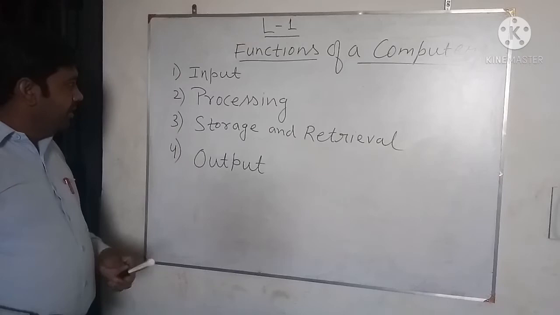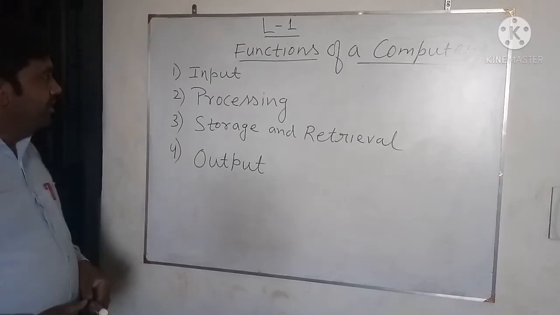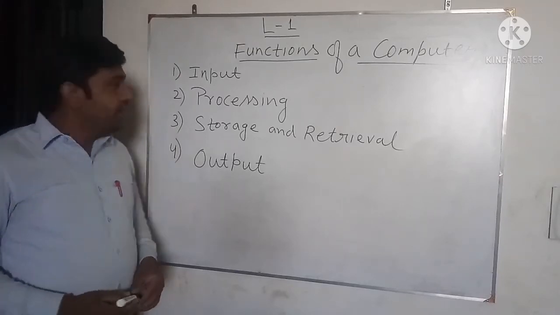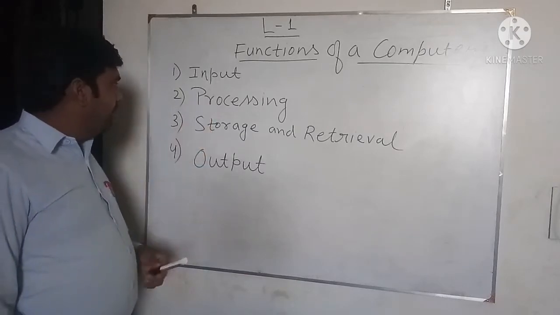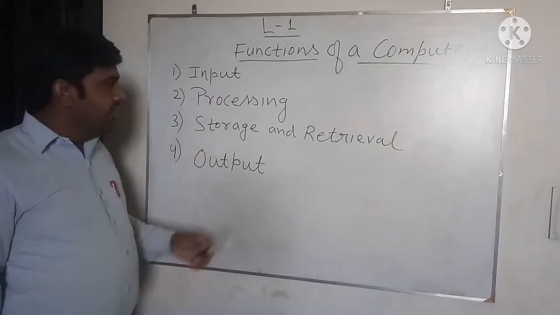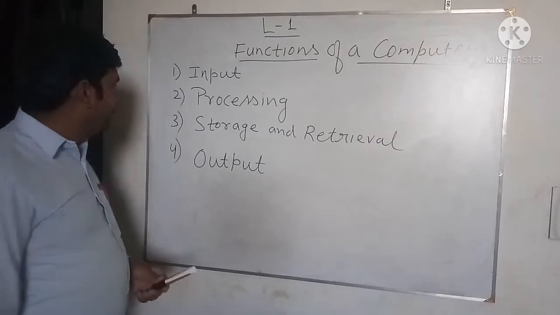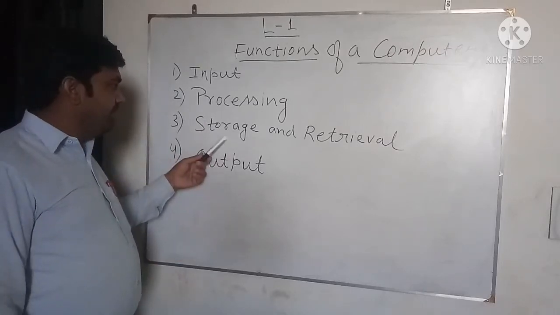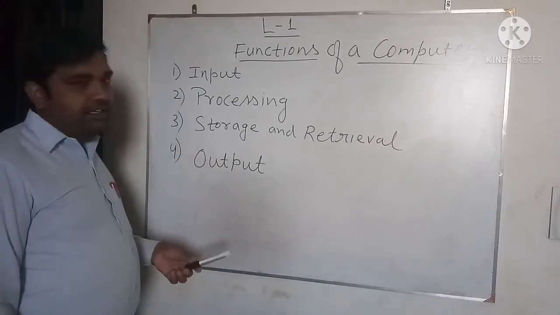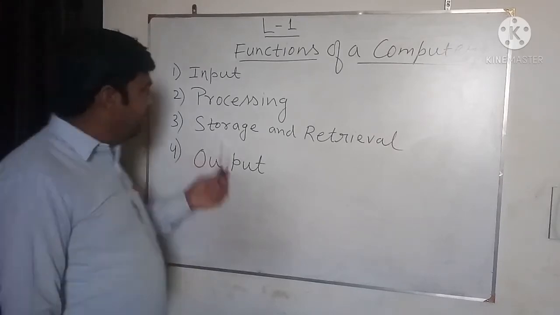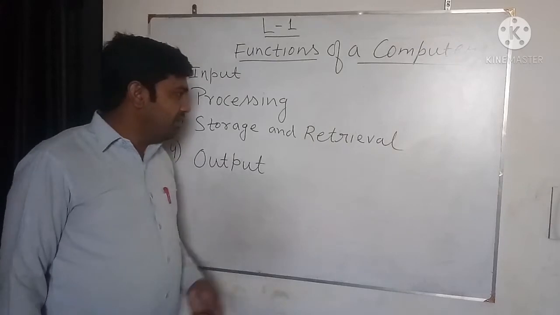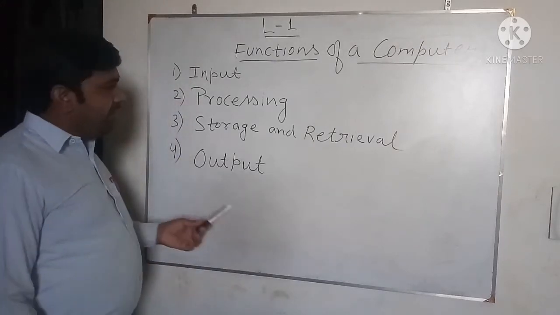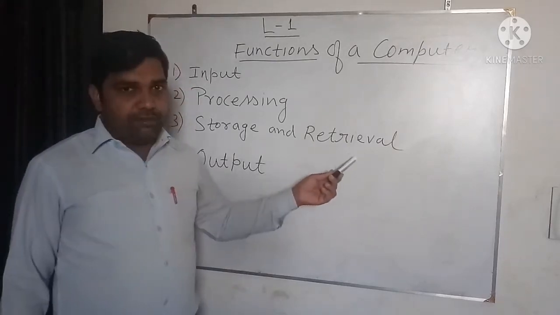First is the input, which means that with the help of different devices, the computer takes the input. The second function is the processing. This task is done by the processor, the CPU of the computer. Third is the storage and retrieval. It stores the information and data in the computer, and in the future if you want to access that information, you can retrieve it. That is called retrieval. Retrieval means to access the stored information in the computer.